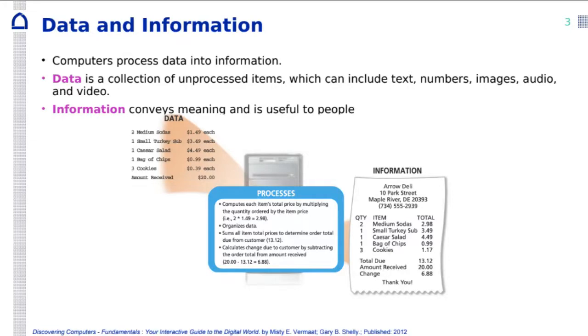Okay, so these are the samples. Here we have data, as you can see. We have some names, and then we have some information. Here we also have, like, a receipt. Okay, so this is information. All right. So the data here on the left is processed in the computer, and information is generated.